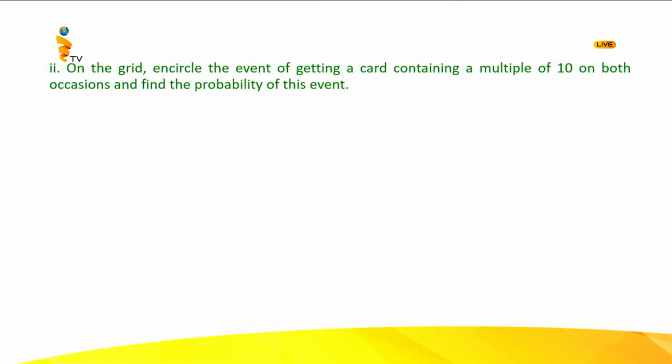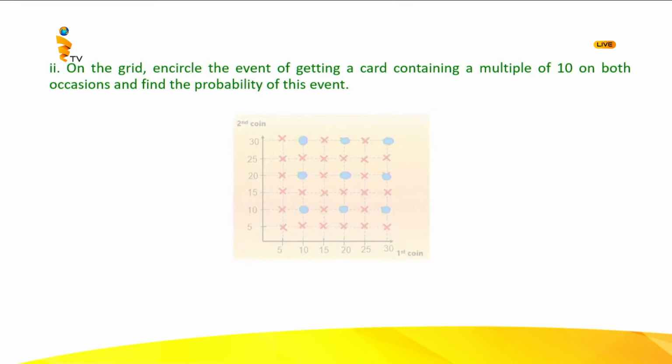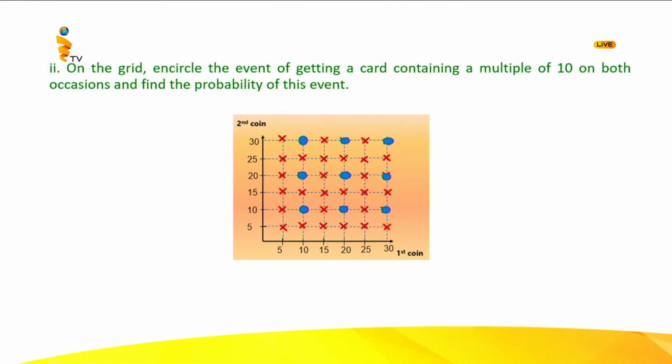The second question is, on the grid, encircle the event of getting a card containing a multiple of 10 on both occasions and find the probability of this event. So you have to encircle the event of getting a card containing a multiple of 10. So what are the multiples of 10 on these cards? They are 10, 20 and 30. So you have to encircle. If you take 10 on the first chance, you can take 10 on the second chance. If you take 10 on the first, you can take 20. If you take 10 on the first, you can take 30 on the second card. Likewise, there will be 6 such outcomes.